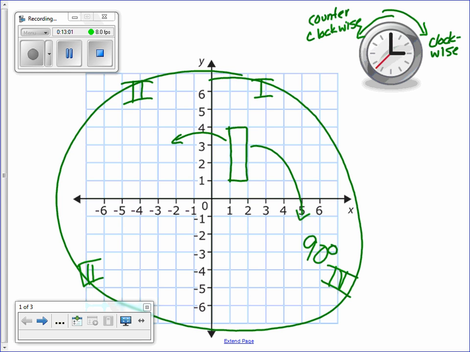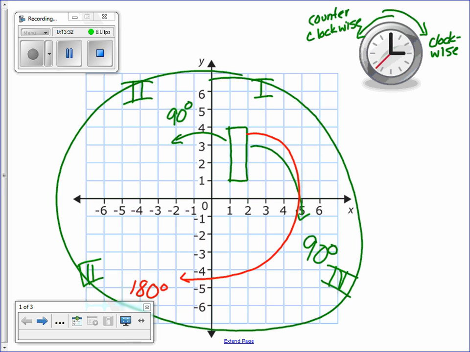Now, so that's 90 degrees that way, that's 90 degrees that way, okay? Now, if I asked you to rotate the image 180 degrees, remember 180, we like to think of that as opposite, okay? That 180 degrees would end up here, okay? It's in the opposite quadrant. This quadrant here, quadrant 1 is opposite from quadrant 3.